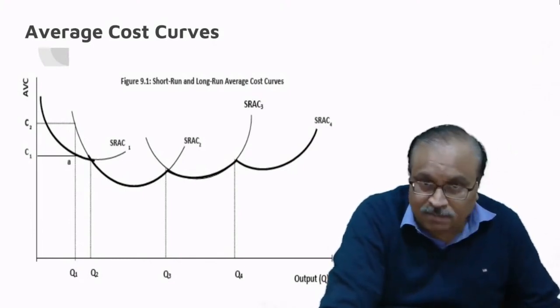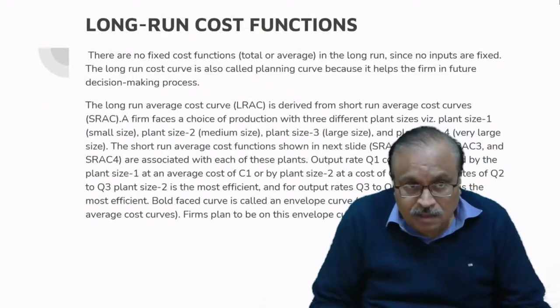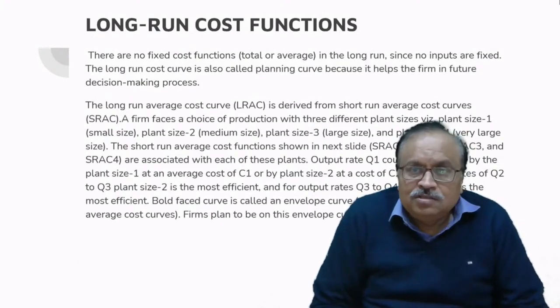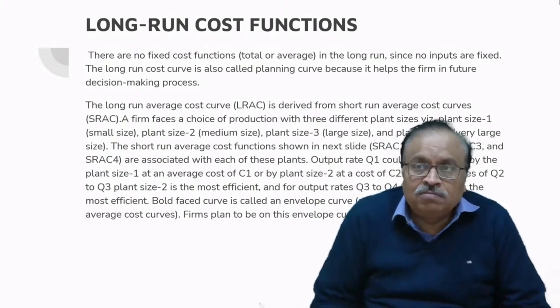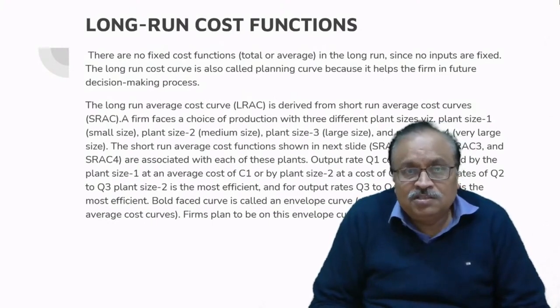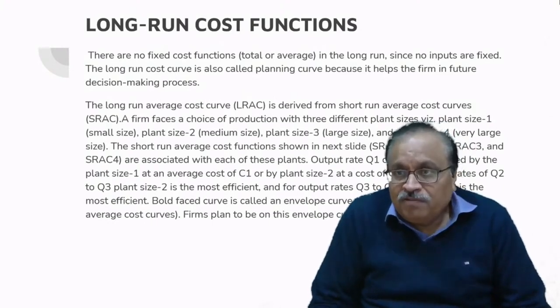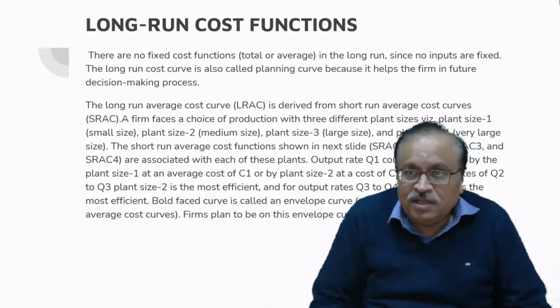That is what our concept goes. So there are no fixed cost functions, total or average, in the long run. Since no inputs are fixed, every input gets changed, whether it is a factory or a machine. We have to change the machine as per the technological changes happening in the industry. And even the land is not fixed because maybe for the expansion we need some more land.